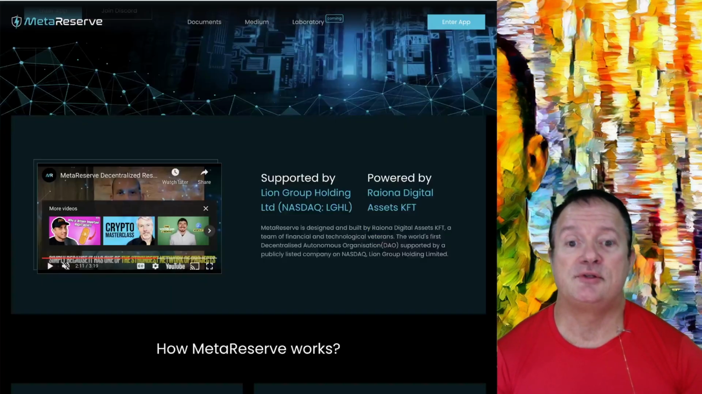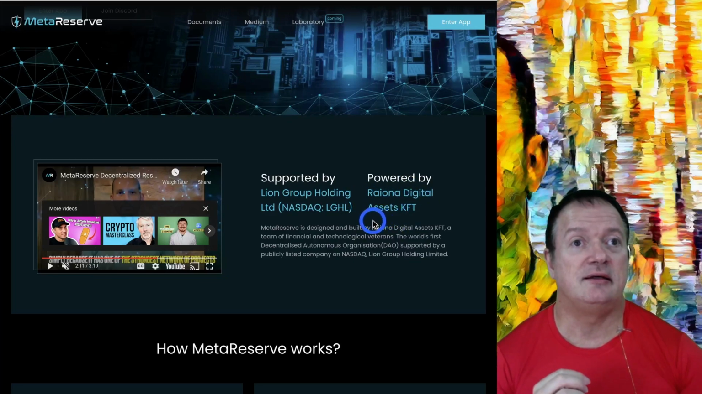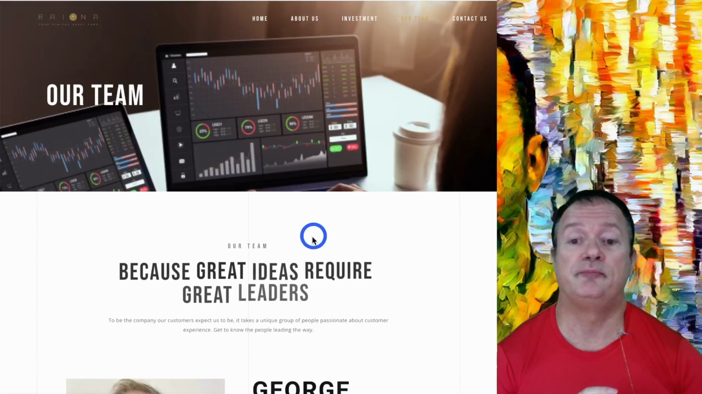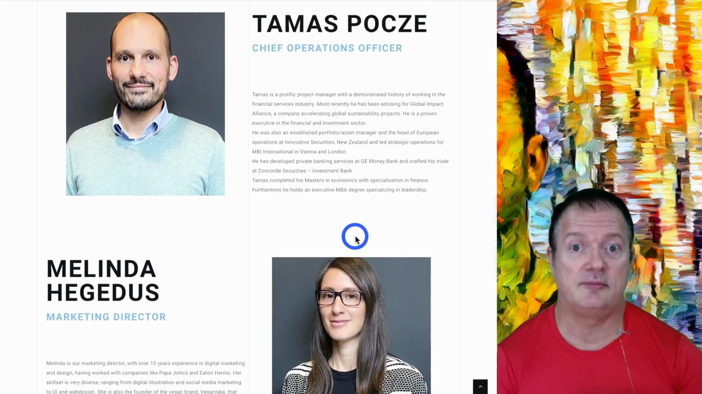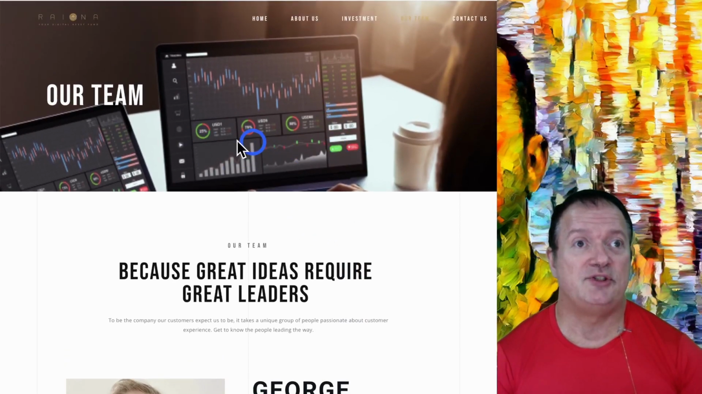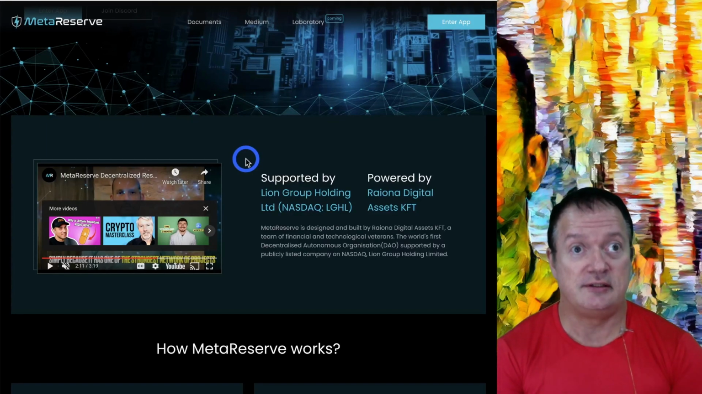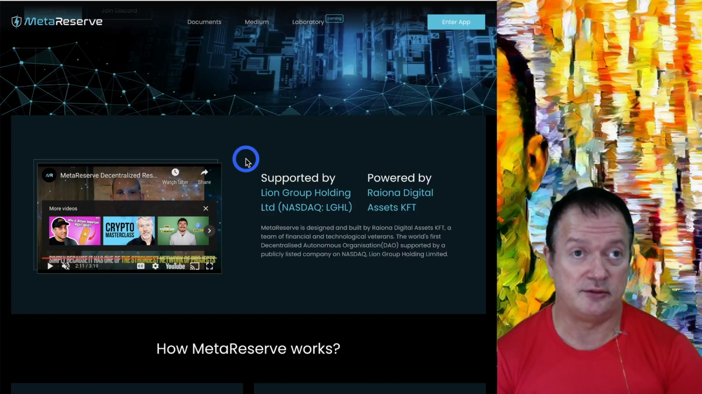Also, the protocol itself is powered by Raiona Digital Assets, and the treasury is going to be managed by those people. If we go and check the Raiona Digital Asset webpage, which I believe is here, we see the same familiar faces that we saw on the protocol itself. Now, these people have experience managing financial portfolios, and their plan is to grow a treasury, manage it so that it produces revenue, and distribute this revenue to the token holders with a very high APY. We're going to have a look at that today.